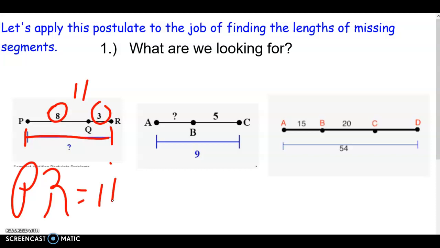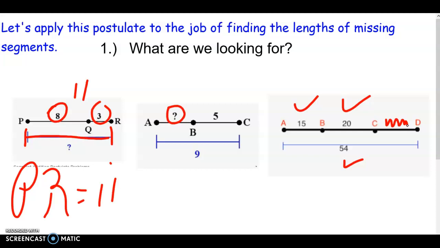You're going to find the distances from here to here, because we know that's what we're looking for. And down here, the only thing we know is this is 15, this is 20, this is 54, and this is the piece that we don't know. So we need to solve for that one. All right, I'm going to do the second one, you're going to do the third one.